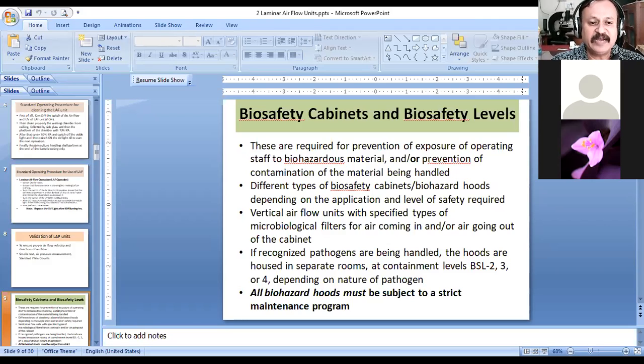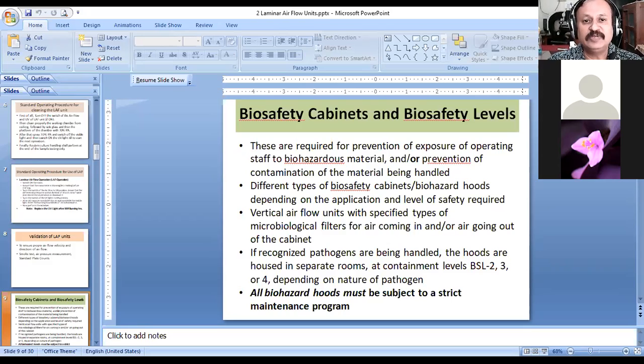I'll go to the next slide directly. And there is something which I have written in bold here. All biohazard cabinets or biohazard hoods must be subject to a strict maintenance program. That is to say, the instruments must be validated, whether they are working properly or not. That should always be ensured, and they should be maintained properly. It should not happen that a person is very confident that the device is working properly when it is not, and that would directly affect the person who is using that facility, isn't it? And therefore strict maintenance is very much essential.